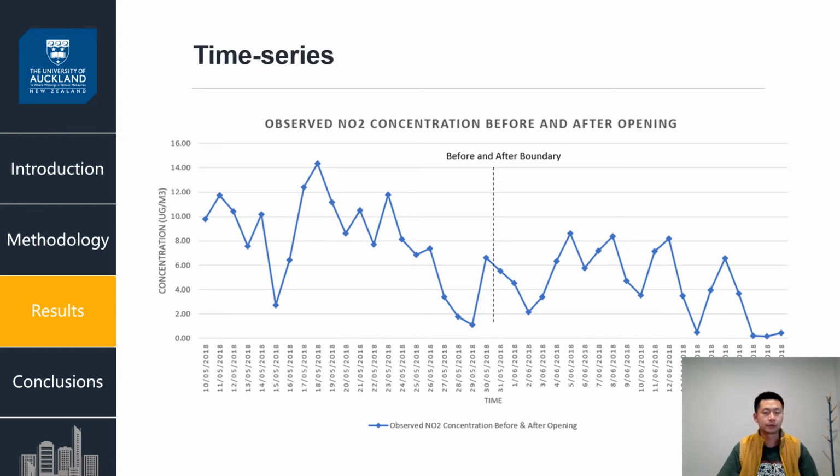This is the time series we have created. So there is a total of 6 week period, with 3 weeks before the cycleway opening, and 3 weeks after the cycleway opening.